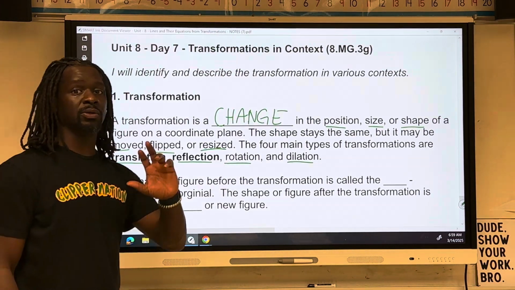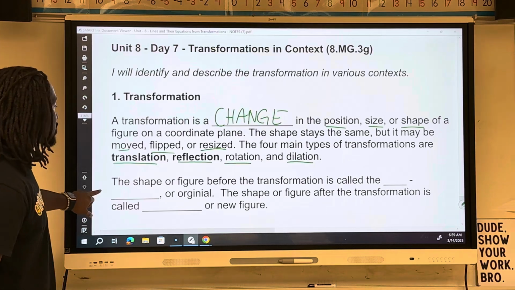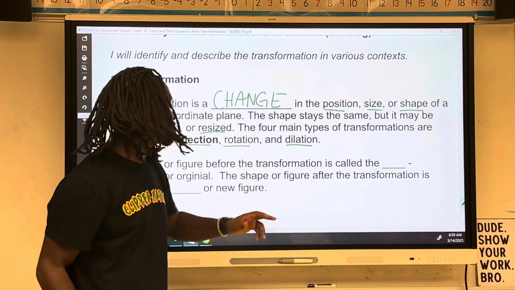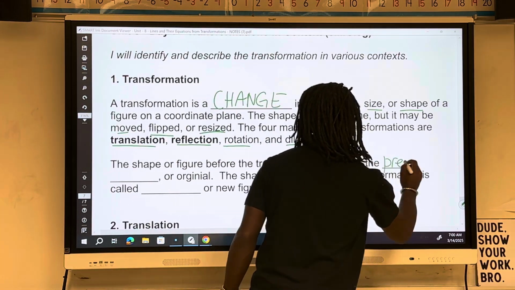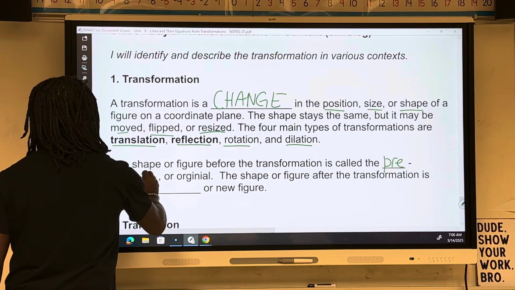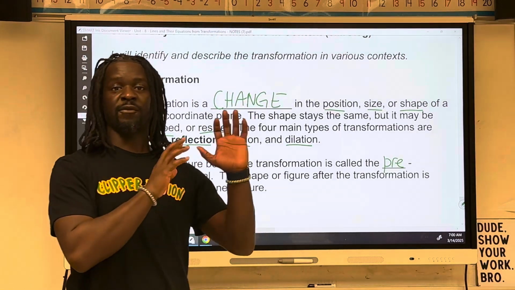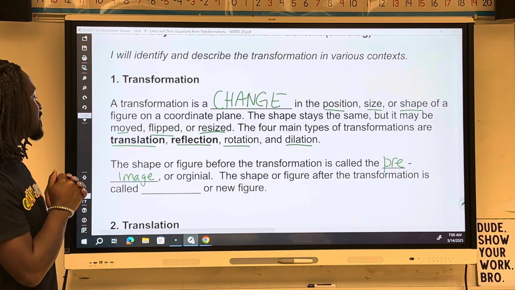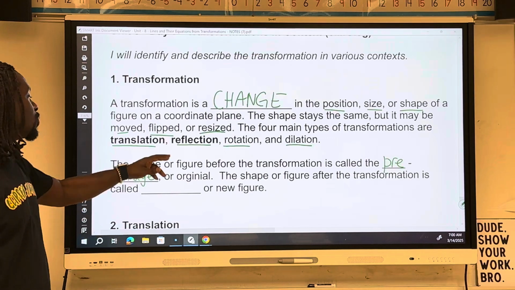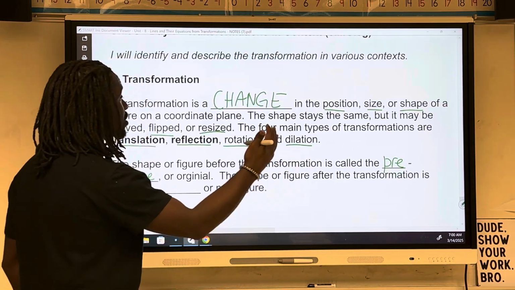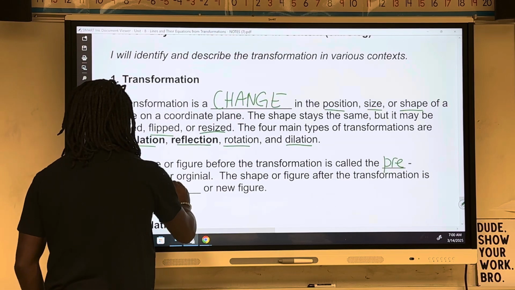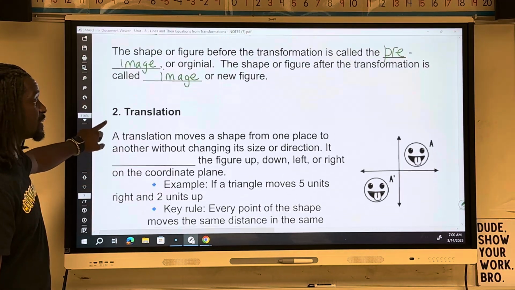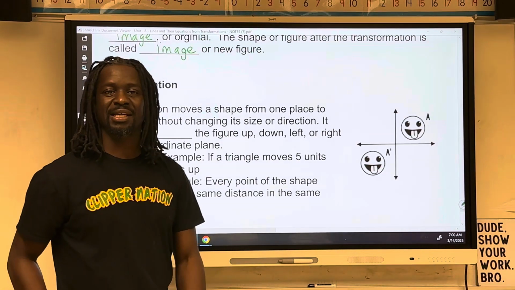All right, and so just a little bit more language, definitions, terms to give you. The shape of the figure before it's transformed, so before it is changed, is called the pre-image or the original. So there's going to be a figure and we're going to change it in some way, right? Either reflecting it or translating it, and that is called the pre-image. Once the shape is transformed, after it undergoes its changes, that is just called the image or the new figure, okay?